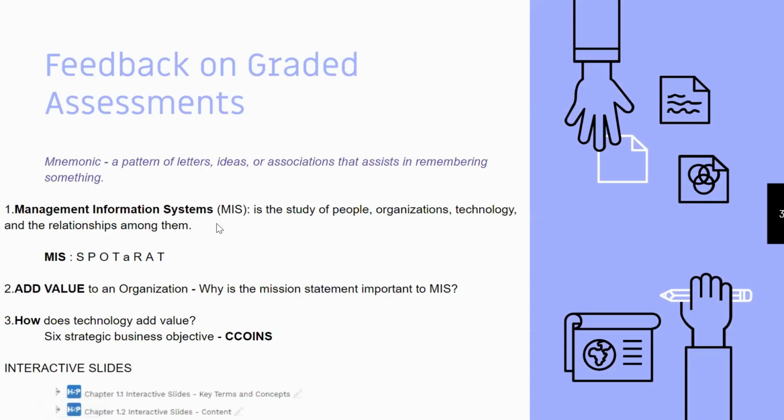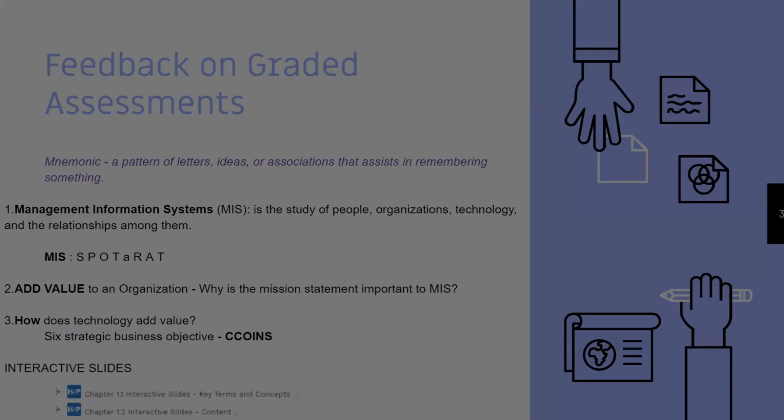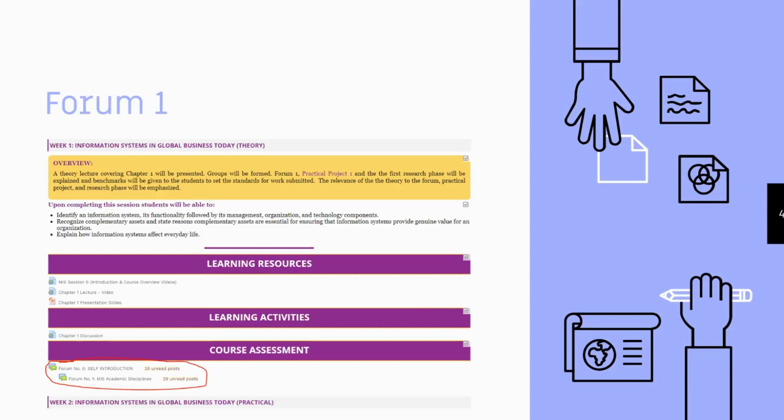It adds value. MIS adds value to organizations. Somebody mentioned that in our revision session a while ago. And how does it add value? Whenever we ask you how, we are speaking about COINS. So just think about the acronym COINS, and this COINS has 2 C's in it. And each of those letters represents one of the 6 strategic business objectives. If you don't know them as yet, it's just an opportunity for you to see what you need to go back and review so that you are prepared for any upcoming assessments.